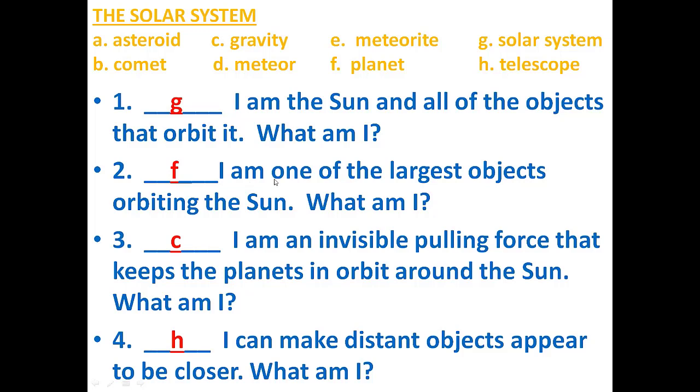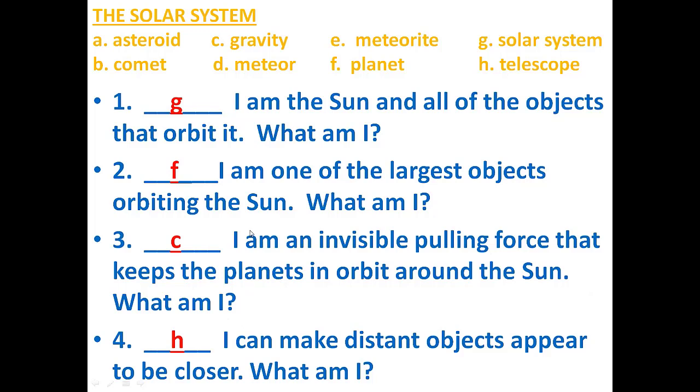Number next, I am one of the largest objects orbiting the sun. What am I? The answer is planet. Planet is the largest object orbiting around the sun. So the answer is planet, that is F. F represents planet.